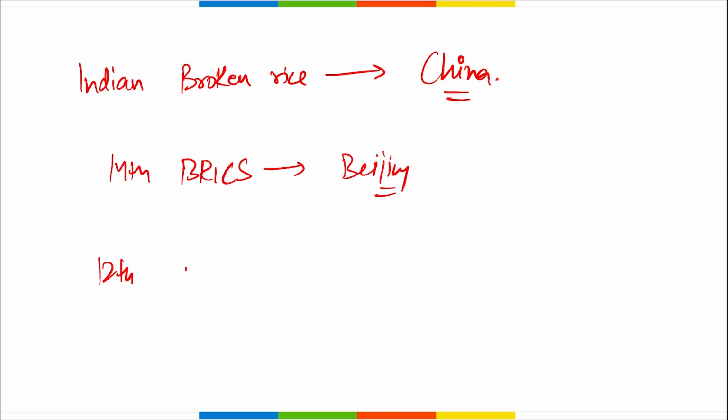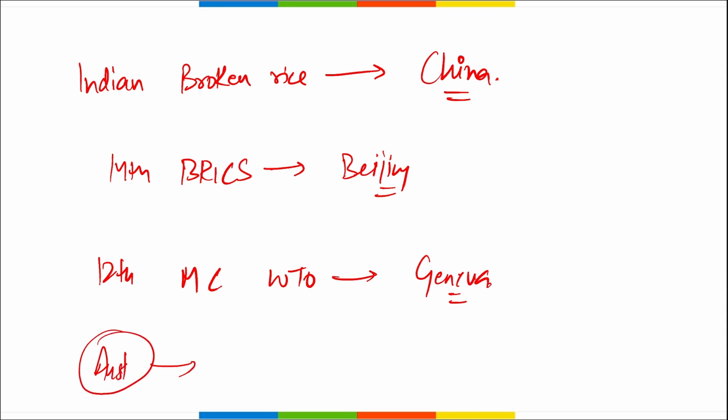Then the 12th Ministerial Conference on WTO. Where was it held? It was held in Geneva. Then apart from this, recently Apollo Hospital signed an agreement with Imperial Hospital of Bangladesh. Then Australia is also providing financial help to Sri Lanka worth 50 million US dollars.